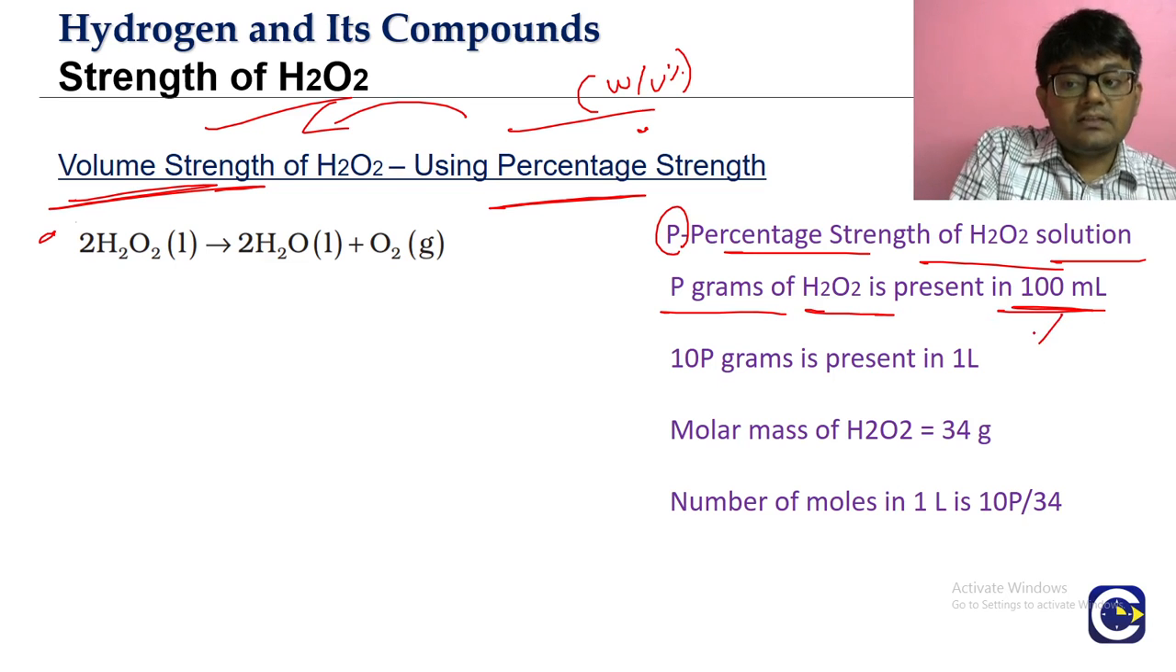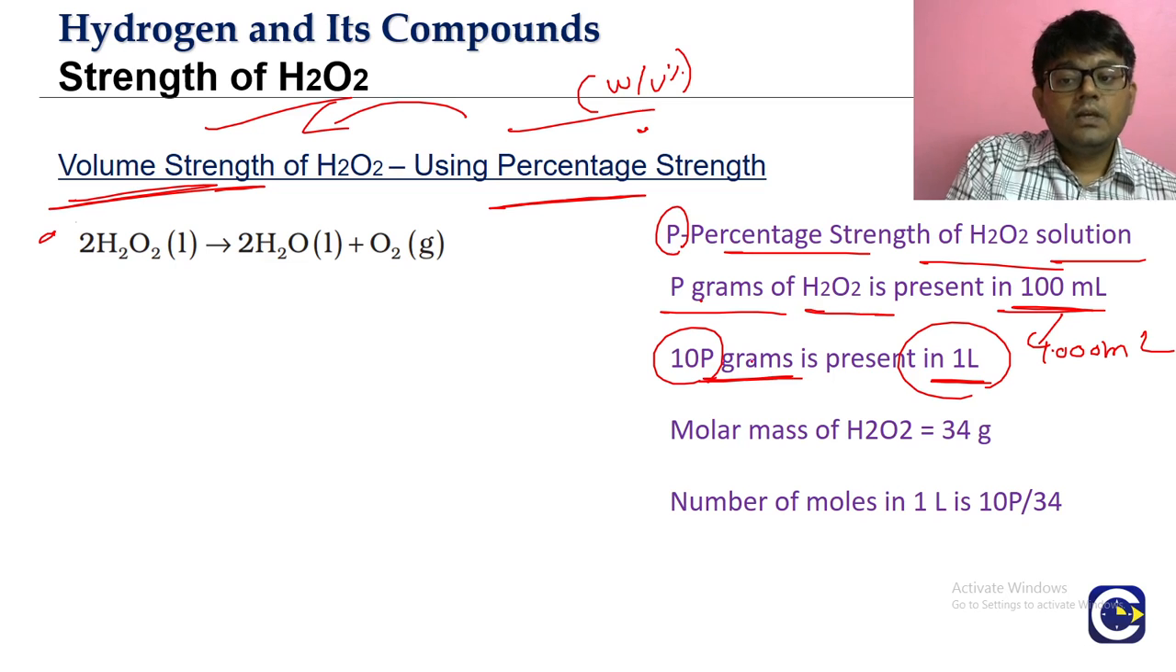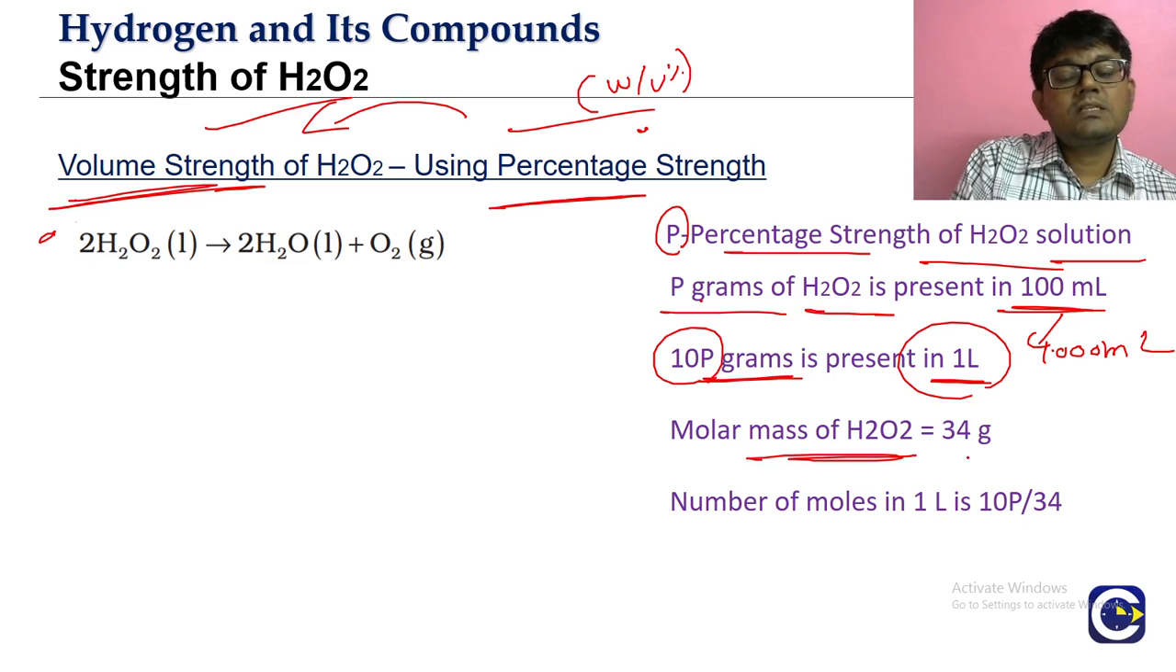In 1 liter, because we are always looking for 1 liter of H2O2 solution, right? 1 liter means 1000 ml. P grams is present in 100 ml. In 1000 ml, how much will be present? 10 times that. 1000 ml means 1 liter. So in 1 liter of H2O2 solution, what is the amount of H2O2 present? 10 times P grams. What is the molar mass of H2O2?